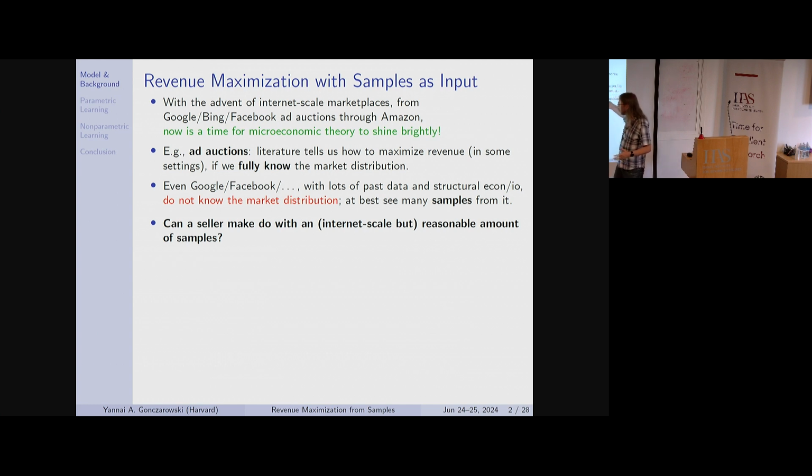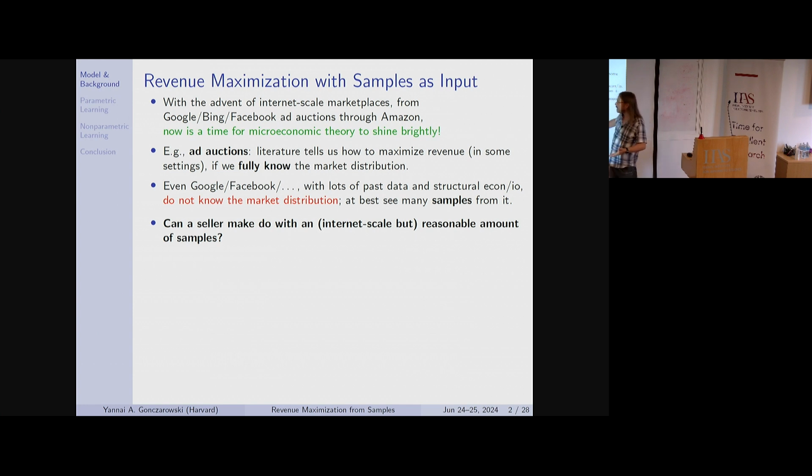And the question we're going to ask today and tomorrow is, can the seller make do with samples? More specifically, we're going to say, sure, we need a lot of samples, but not an exorbitant amount of samples. We'll formalize this soon.